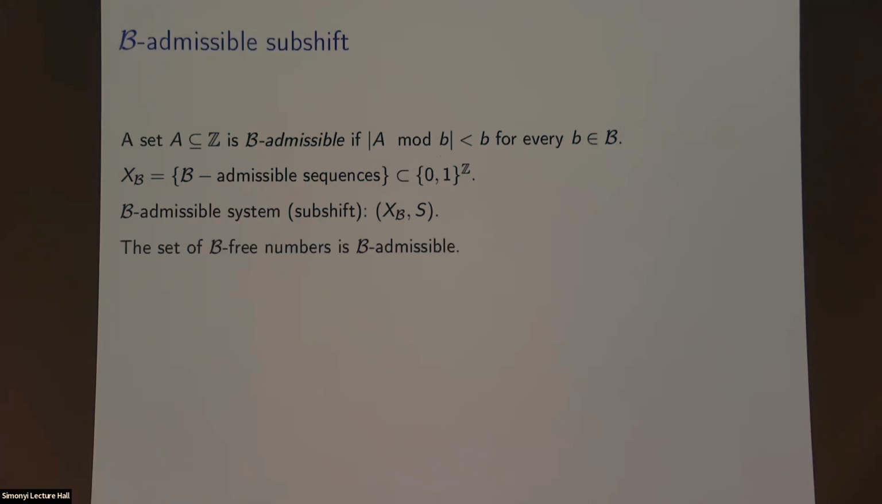It's trivial that the set of B-free numbers is B-admissible because the 0 residue class is always missed by B-free numbers. So the consequence is that X_eta is a subset of X_B. But usually, in general, they are not equal. The situation when they are equal is relatively simple. I will speak about it later, but roughly speaking, this is not equality in general.